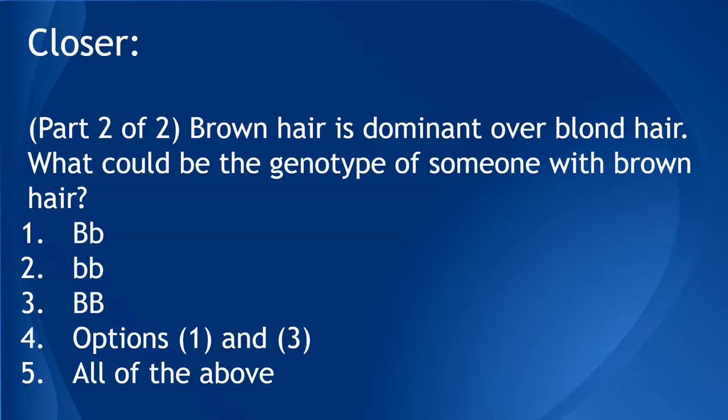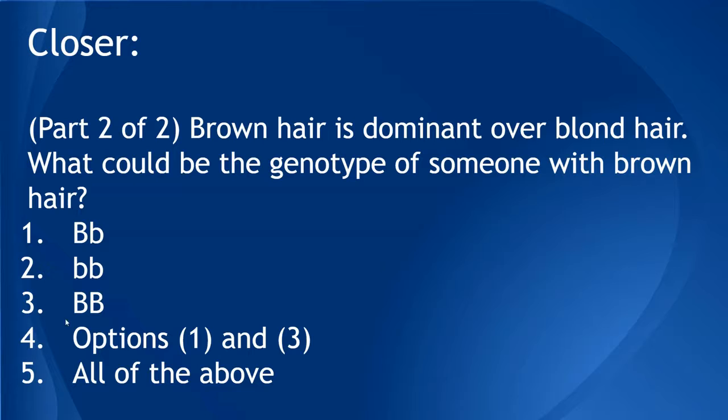All right, so it says brown hair is dominant over blonde hair. So anytime you see a capital B, that person is going to have brown hair. So the question is, what is the genotype of someone with brown hair? This guy is going to have brown hair because it has at least one capital B. And so is this guy. He's also going to have brown hair because it has at least one capital B. This doesn't. So this is going to have blonde hair. That's the recessive trait because it doesn't have a single capital B in it. So the correct answer, once again, is number four. Options one and three would both have brown hair.